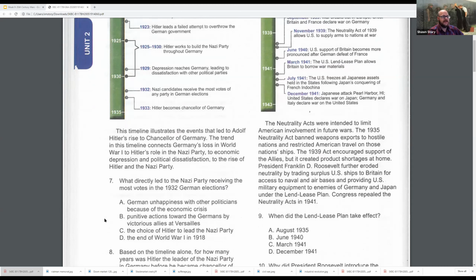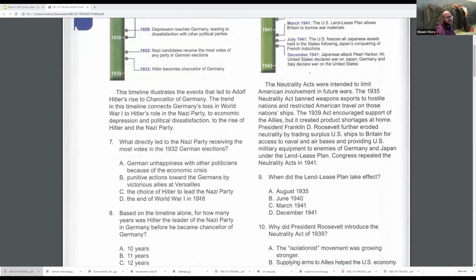I would say our best answer is A. If you said A, you are correct. The German unhappiness with other politicians because of the economic crisis. Because here in 1929, we see depression reaches Germany, leading to dissatisfaction with other political parties. So that idea of other political parties and other politicians, we can make that connection.